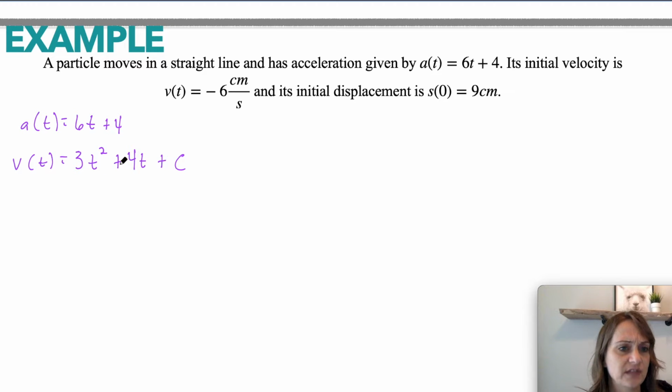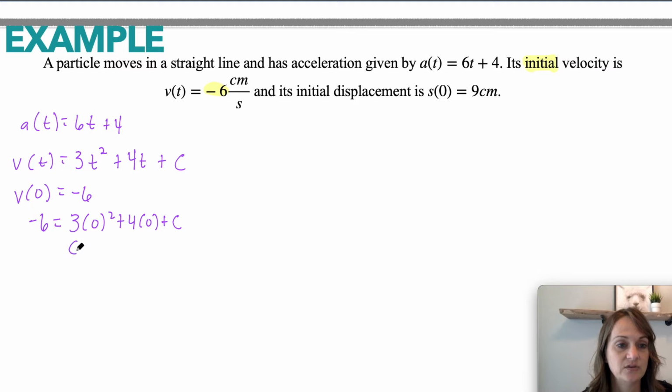So if we were to take the derivative of this, do we get 6t plus 4? Yes, we do. Now, they said that the initial velocity is -6. That means that if you plug 0 in for t, you should get -6, because the initial velocity means that time is 0. So I'm going to set the velocity equal to -6, and I'm going to plug in 0 for t. And so c equals -6. So the velocity function is 3t squared plus 4t minus 6.